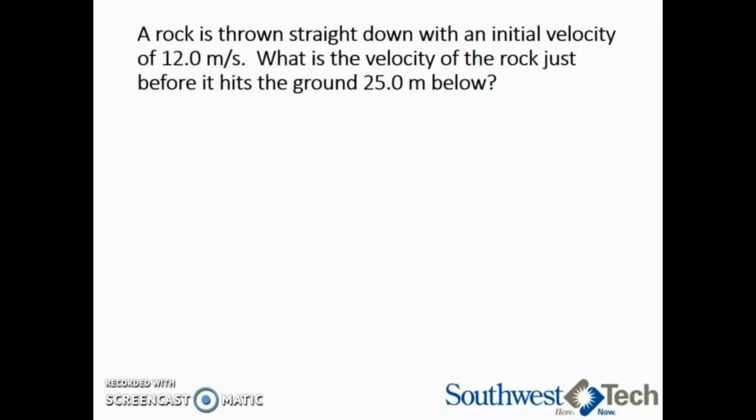This video is going to go through a conservation of energy calculation. A rock is thrown straight down with an initial velocity of 12 meters per second. What is the velocity of the rock just before it hits the ground 25 meters below?